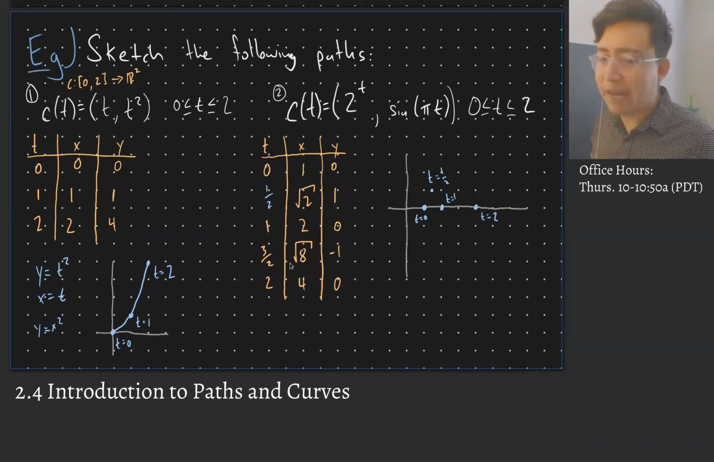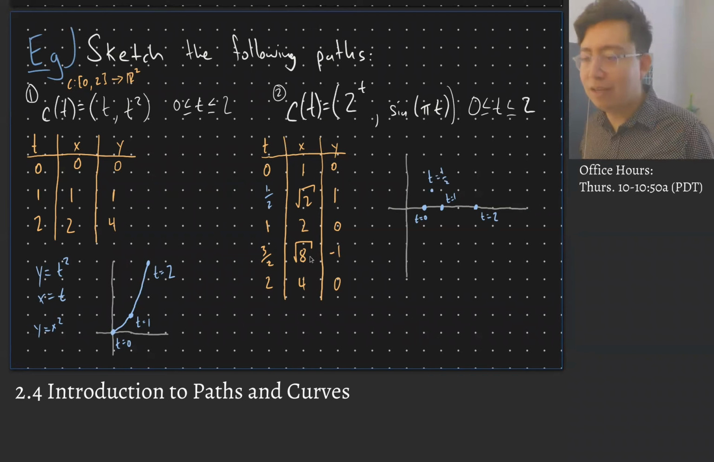And at t equals 3/2, your x value is the square root of 8, which is just a little bit less than the square root of 9. And the square root of 9 is 3. So we're not quite at 3. We're going to be slightly before 3 here. So this here is t equals 3/2. And now if we connect these dots, it's more clear what's happening. We're taking our sine curve, but we're stretching it out here.